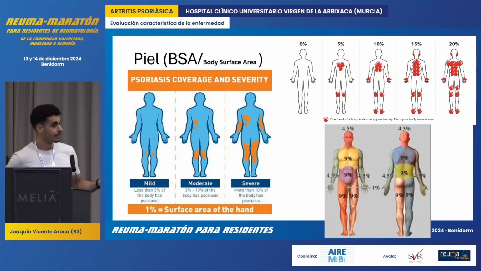As for the skin domain, which is especially relevant for dermatologists, but we can also use simple indices such as the BSA, which simply involves documenting the body surface area affected in the patient. This is a very simple rule. 1 palm of the hand equals 1%, so we check how many hand palms worth of skin the patient has affected. Less than 3% is considered mild, between 3% and 10% is moderate, and more than 10% is severe.